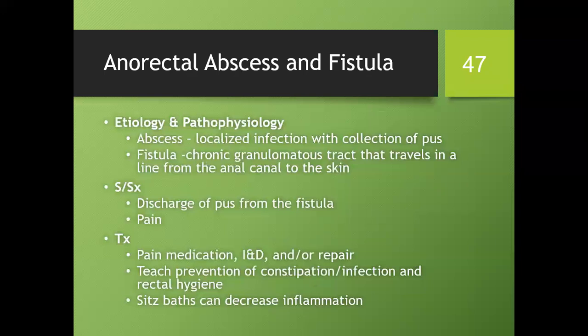Anorectal abscess and fistula. An abscess is a localized infection with a collection of pus, and a fistula is a chronic granulomatous tract that travels in a line from the anal canal to the skin. So, no fun, right? Anorectal fistula. Discharge of pus comes from the fistula. It can be very painful.